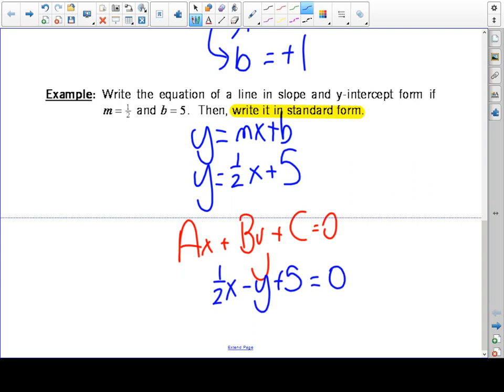Except there's one little itty bitty problem here. Yes? Oh, my apologies for being sloppy. So we have 1/2 x minus y plus 5 equals 0. Why is this not in standard form? Anyone remember?